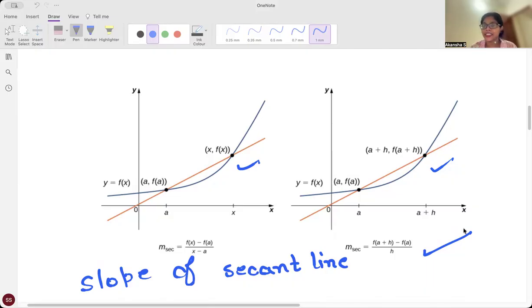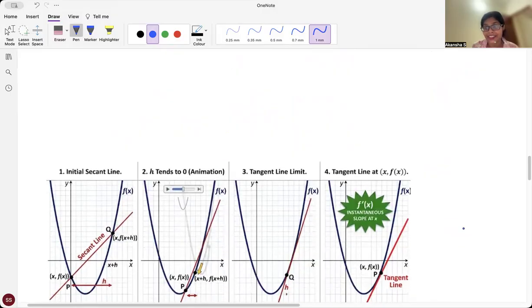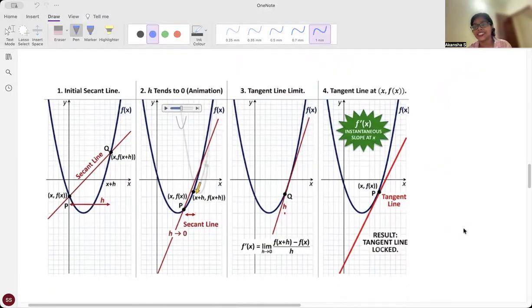To find instantaneous speed, we don't pick two points 45 minutes apart. We bring that second point closer and closer until the gap, the h, is virtually zero. As you can see over here, h is going down the curve until h tends to zero. The secant line locks into a single point over here, the tangent line, right?